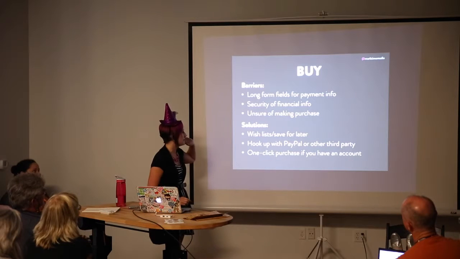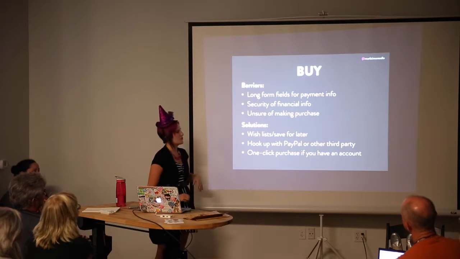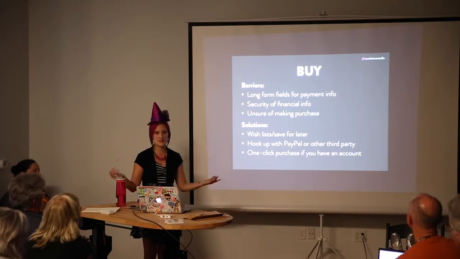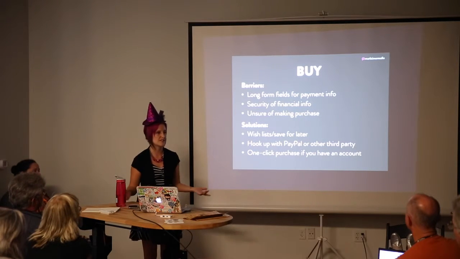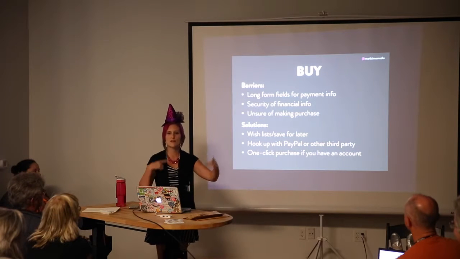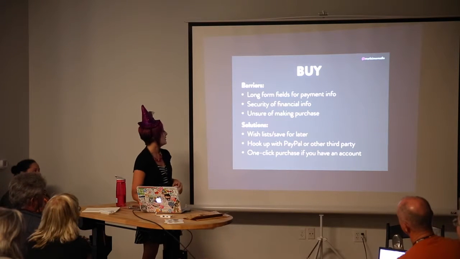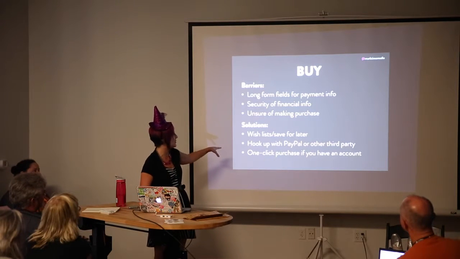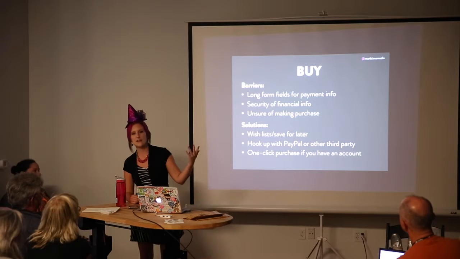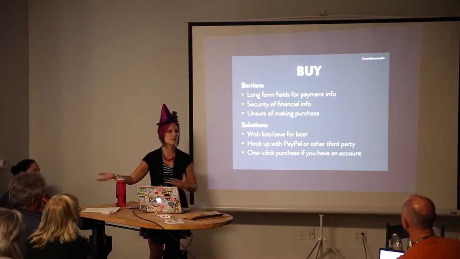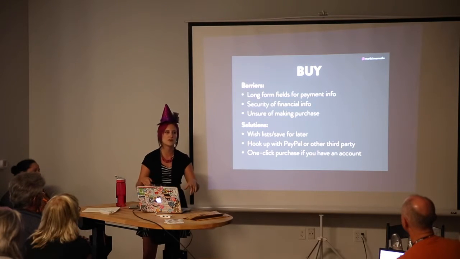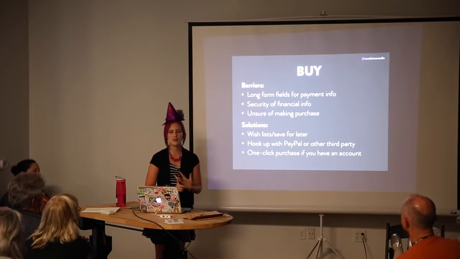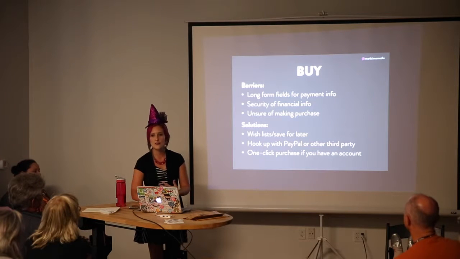A couple of solutions. For being unsure about making a purchase, some places implement a wish list or a save for later. Amazon does a lot of this. Amazon's kind of a genius at making people buy stuff, reminding you of that thing that you almost thought you wanted to buy. Some people solve the long form field payment info by using either PayPal or another third-party thing that you're perpetually signed into, so you don't have to do that. Browsers have also tried to do this. I know Chrome will save some of your payment info and automatically enter it if you let it.